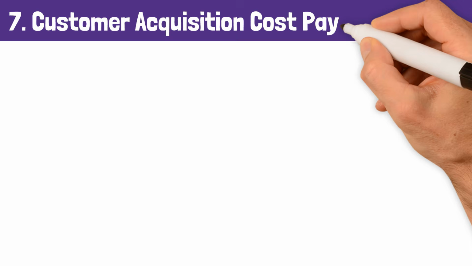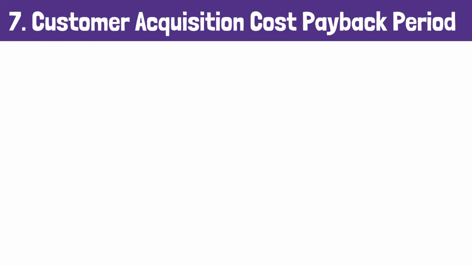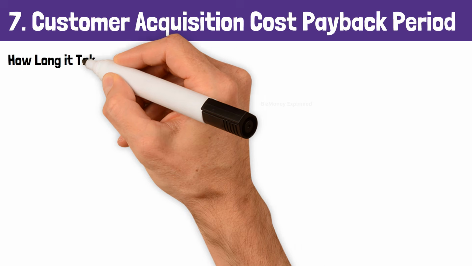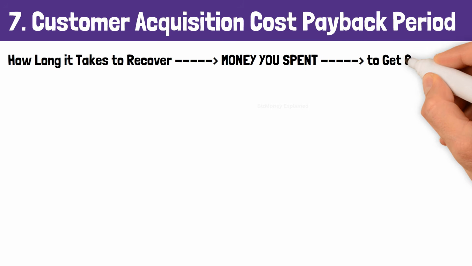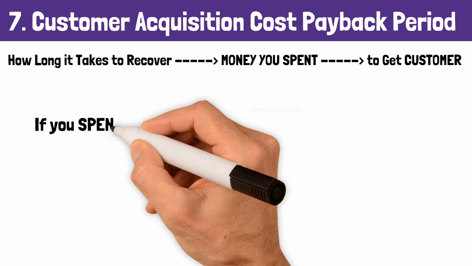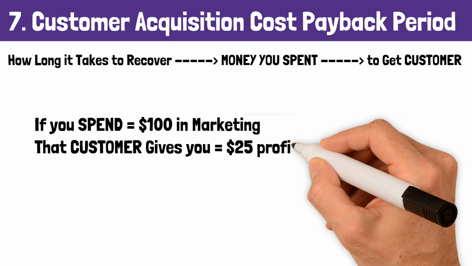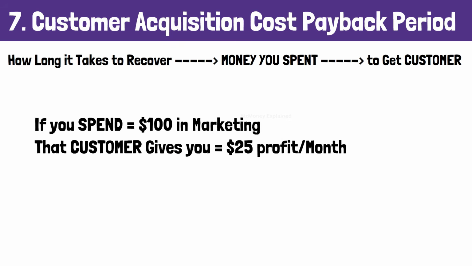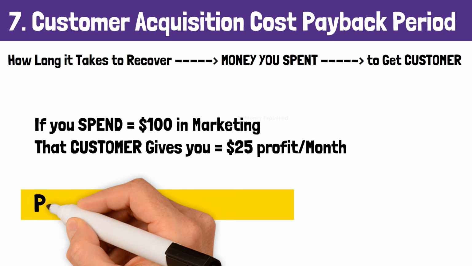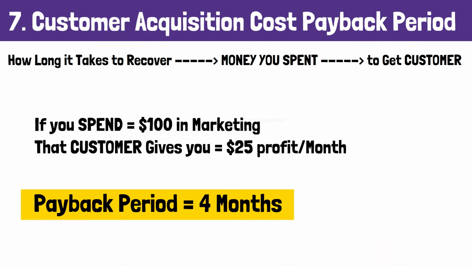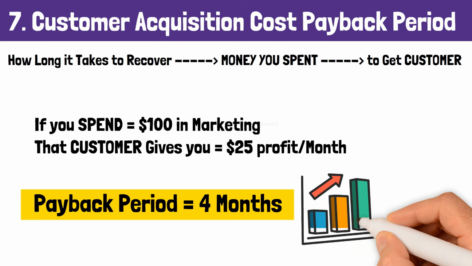Number 7. Customer acquisition cost payback period. Customer acquisition cost payback period shows how long it takes to recover the money you spent to get a customer. For example, if you spend $100 in marketing to acquire a customer, and that customer gives you $25 of profit per month, your payback period is 4 months. After month 4, every new dollar is profit.